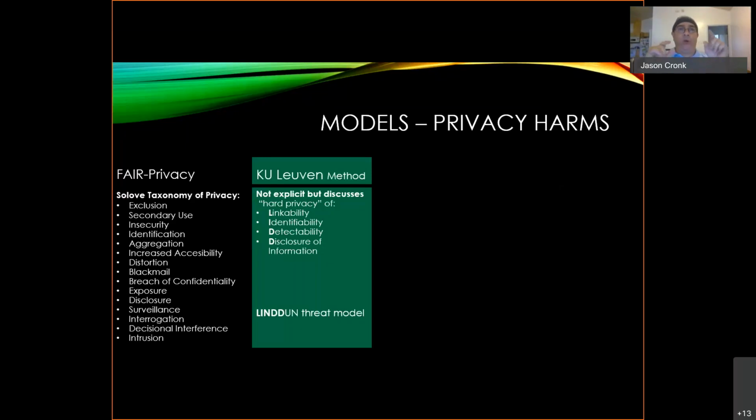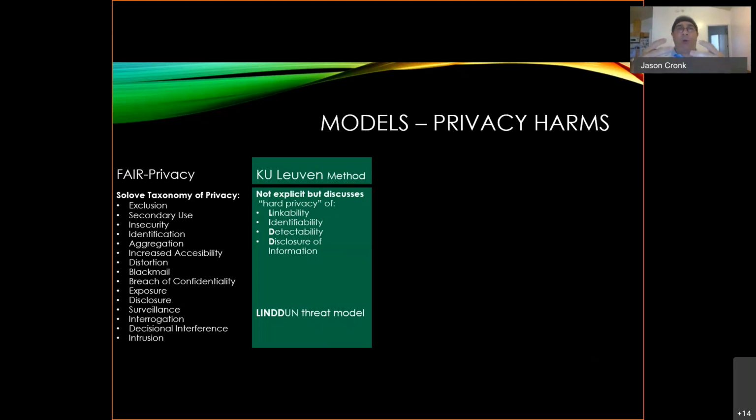Now, the Calufa method, which is very similar, uses a basis in FAIR, which is a security risk model, factor analysis of information risk. They look at the privacy harms. Now, the paper that describes this method is not explicit. It doesn't say, similar to the way FAIR privacy does, that you have to use these particular ones, but it does discuss what it calls the hard privacy of linkability, identifiability, detectability, and disclosure of information. And this is part of the LINDDUN threat model.